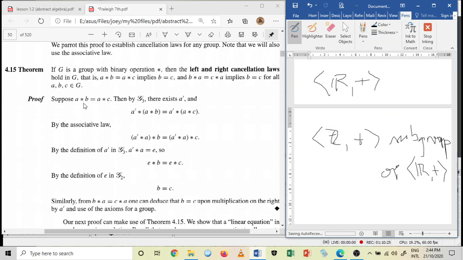In other words, if it is true that A operation B equals A operation C, it should follow that B equals C. The right cancellation law, that is, if B operation A equals C operation A, then B equals C, can be proven in a similar way.